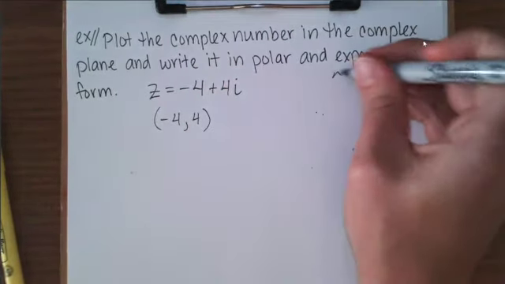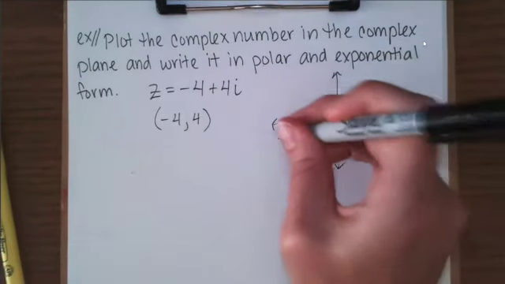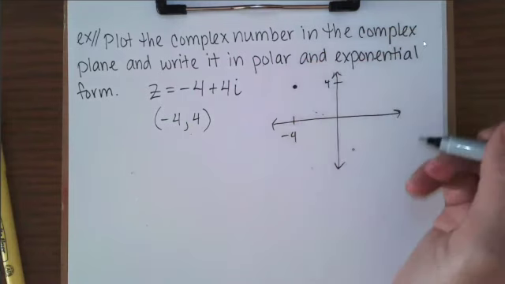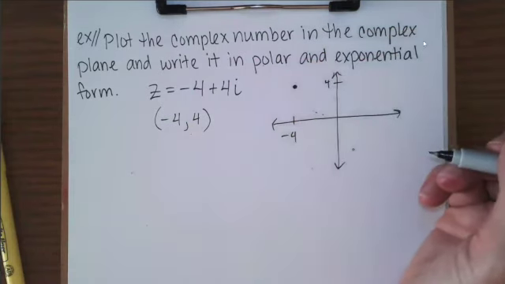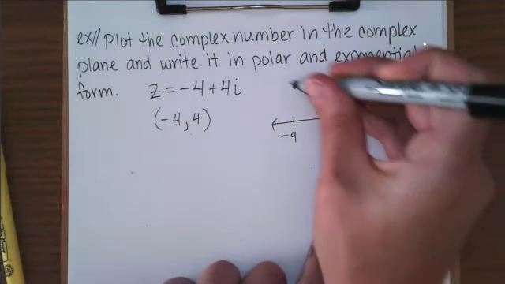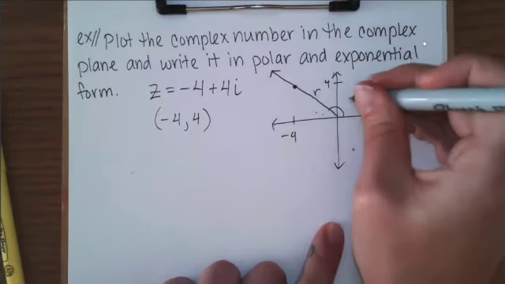So the first thing we'll do is plot that. So here's -4, here's +4. Here's our point. In order to convert it to polar and exponential form, we need to find two things. We need to find r, which is our distance from our pole out to our point, and we need to find this angle theta.